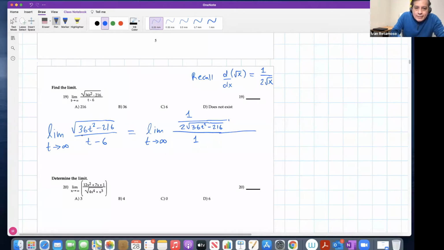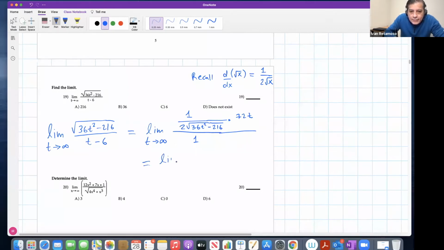But what's the derivative of this inside function? 2 multiplying 36, which is 72t, and the derivative of this part is 0, right? So this is it. And now let's see if we can, at this point, apply L'Hopital's rule. If I put infinity here, it's still infinity, so it's still infinity over infinity. So again, I have to use L'Hopital's rule.